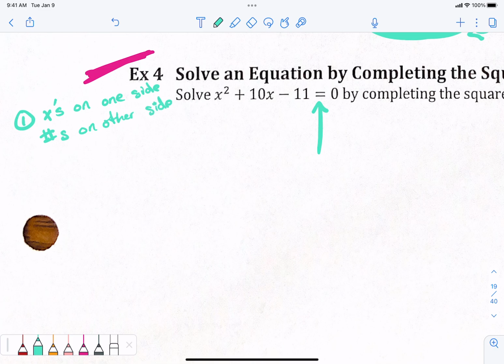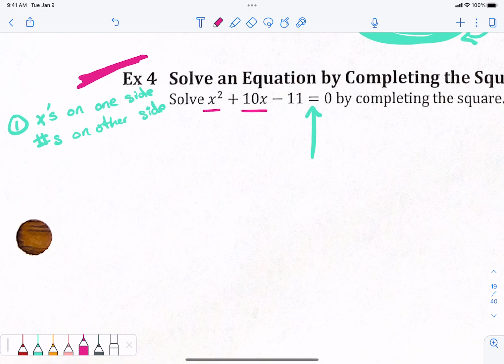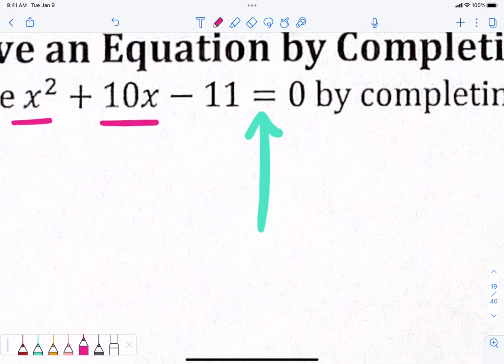Most of the time you're wanting to have everything set equal to 0, right? Like everything's on the left side and 0's on the right side. Completing the square is one of the only times that does not happen, okay? If I want all my x's to be on one side, that means x squared and 10x can stay, but the 11's got to move over to the other side. How do we boot that 11 over to the other side? I'm going to add the 11 here, and I'll add it over here, right?